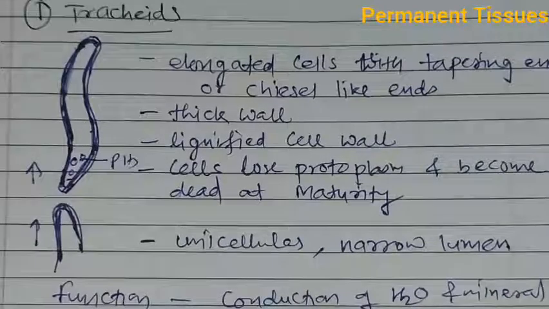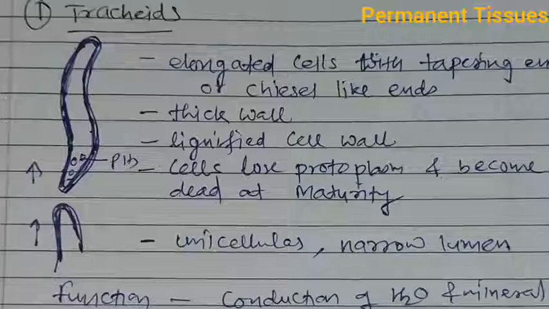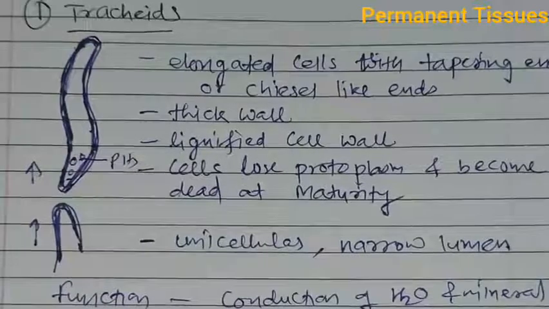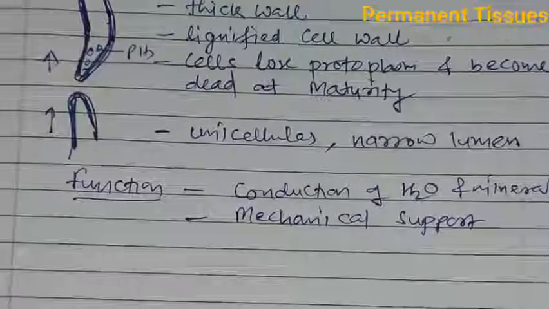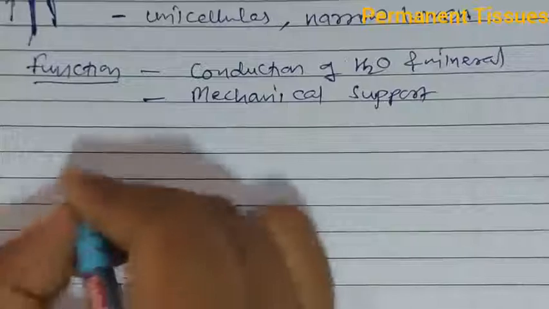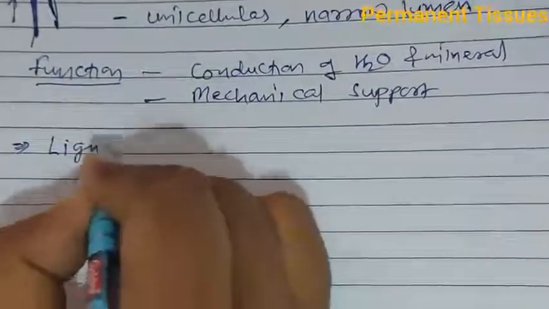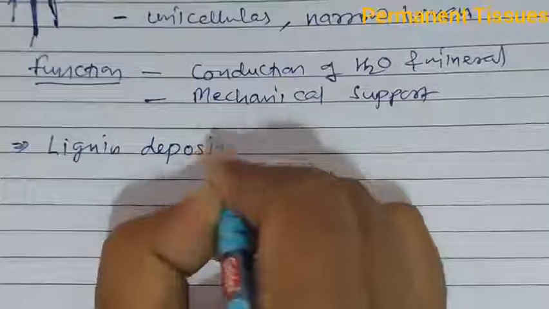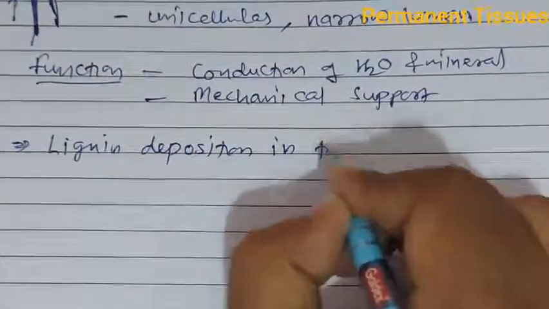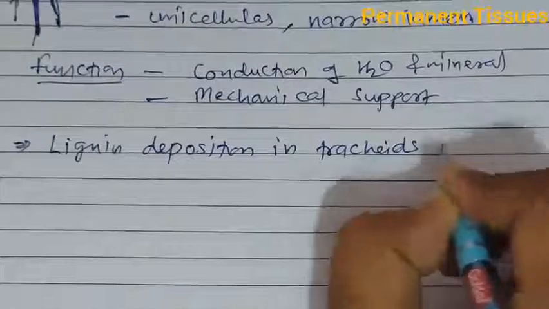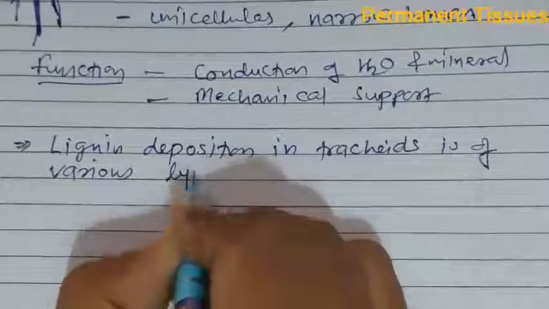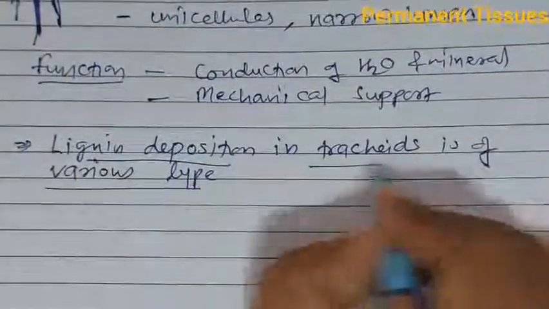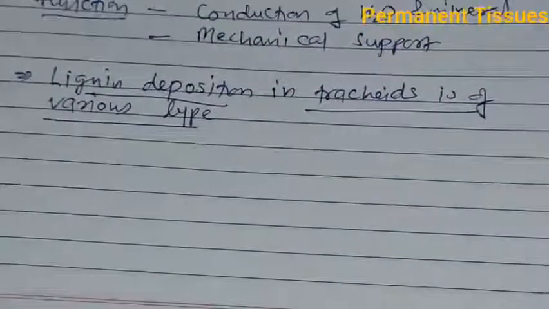But when we talk about another function, that is mechanical support, it is also provided by these tracheids. Why? Because tracheids have a thickened cell wall, and the thickened cell wall plays a role in mechanical support. Now lignin deposition in tracheids is of various types, and based on lignin deposition we give a particular name to that tracheid.